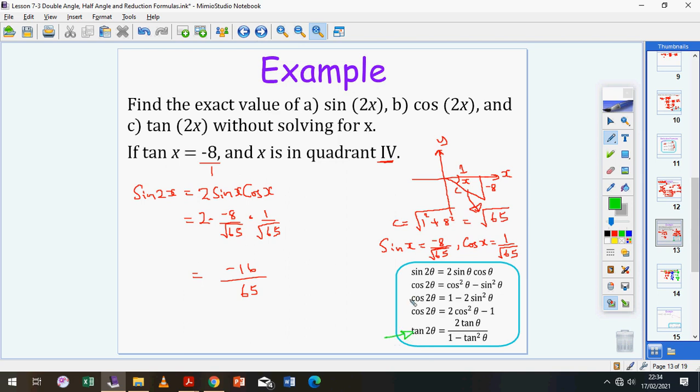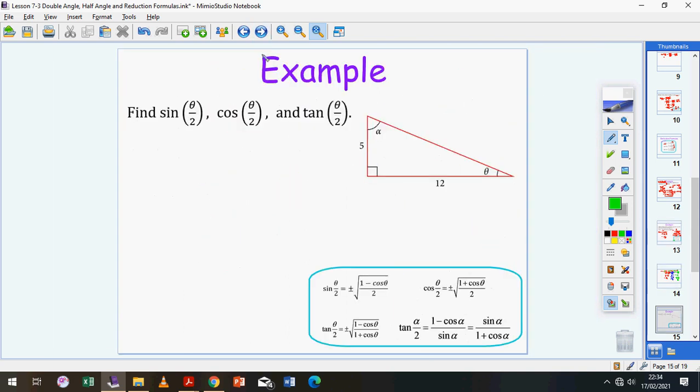Alright, in this triangle, they want us to find the half angle values for sine, cosine, and tan.